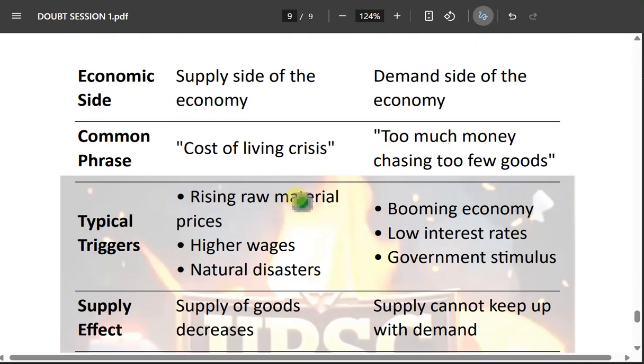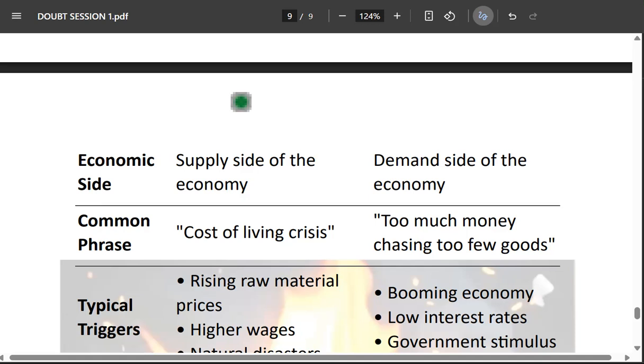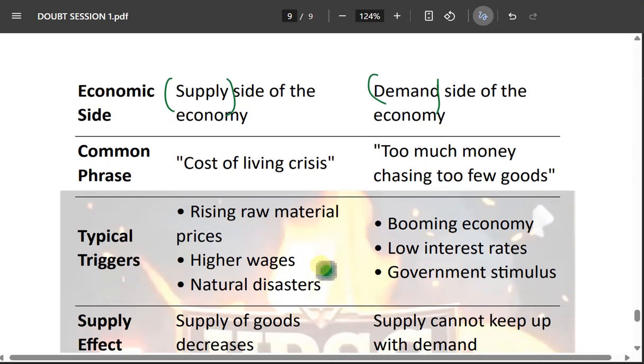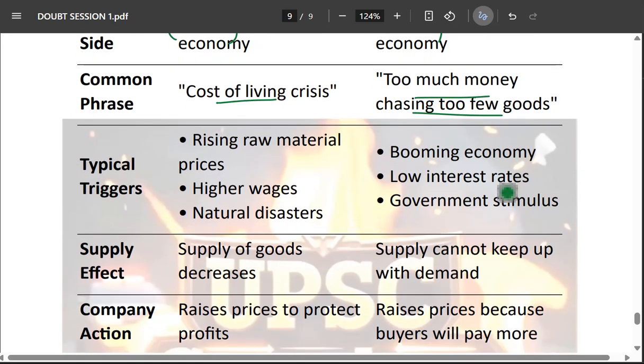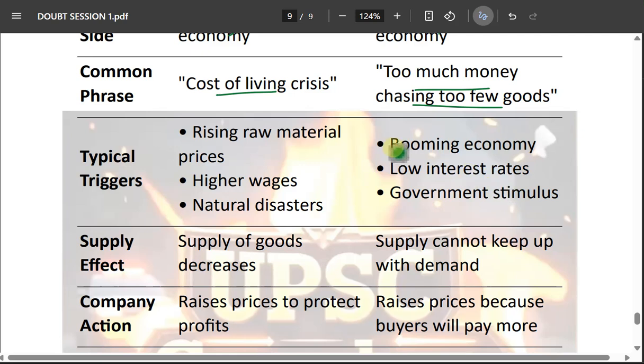So the factory side means the factory supplies goods, on the supply side, and on the demand side, customers make demand. Cost of living crisis, too much money chasing too few goods. They may ask for some phrase and what it is related to. In UPSC it is common: they give a phrase, ask how it is related, and give four options. So just remember it. Why cost push inflation? There is a rise in raw material prices, for example, or higher wages demanded by workers.